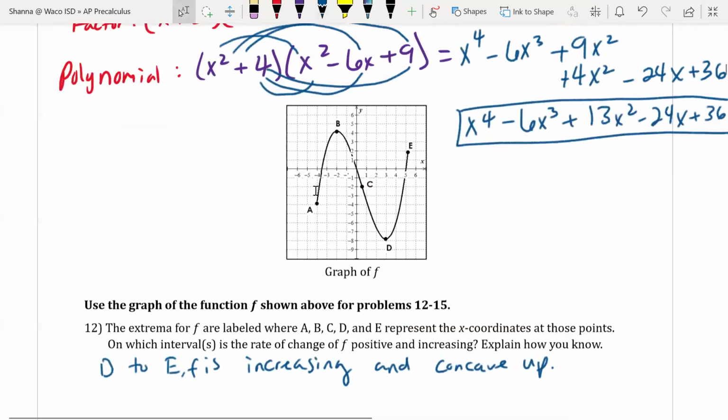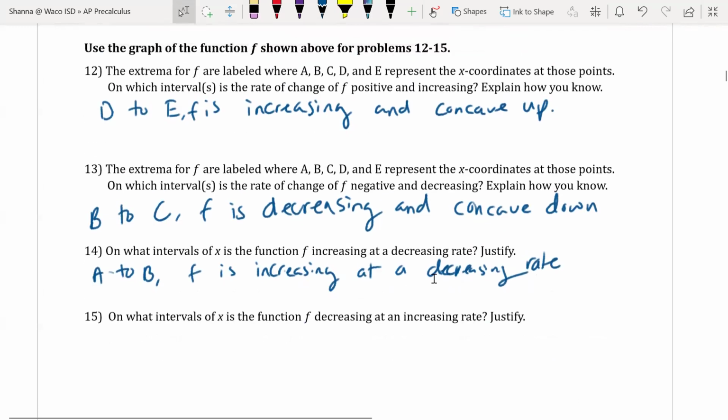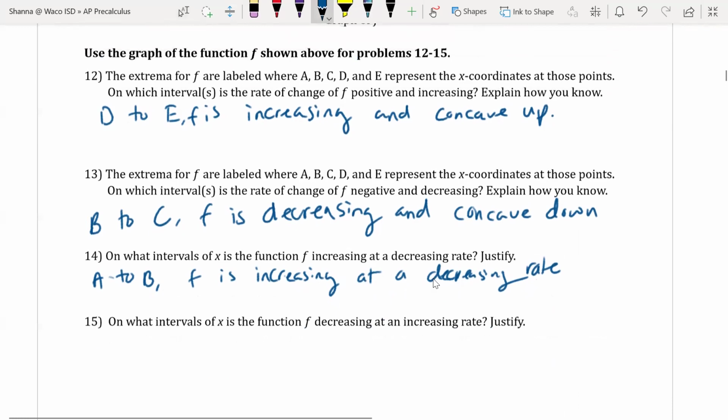Okay. And that's because we're increasing and concave down. Does that make sense? All right. Last one. On what interval are we increasing at an increasing rate? C to D. F is decreasing and concave up.